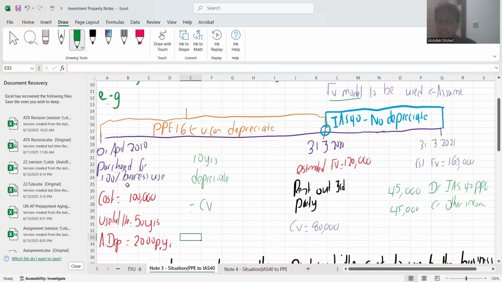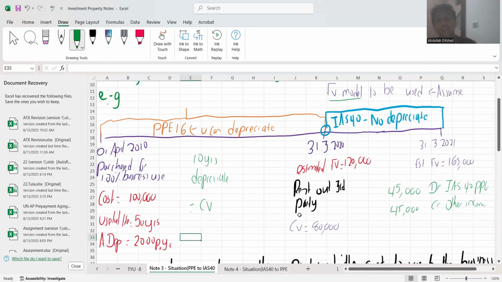So 100,000 was its cost, guys. When you bought it, the cost was 100,000. It has a useful life of 50 years, right? So your annual depreciation would be 2,000 per year. Then obviously, for 10 years, your accumulated depreciation should be 20,000. That's 2,000 into 10 years, right?